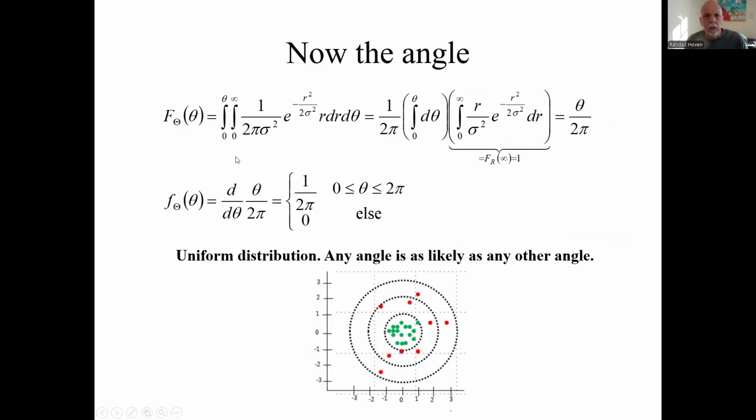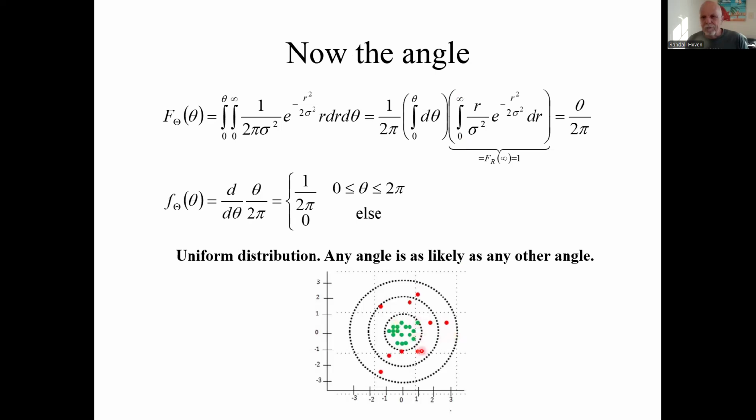The angular error is easy enough. Same thing inside the integral, but now the region of integration is that sliver of angle. So r goes all the way out to infinity, and the angle goes from 0 to our angle argument. That becomes this. This integrand is just the Rayleigh itself, so when you integrate it over all r, you get 1. So that's easy to take, and you end up with a uniform distribution for angle. Any angle is just as likely as any other angle. The angle is uniformly distributed.